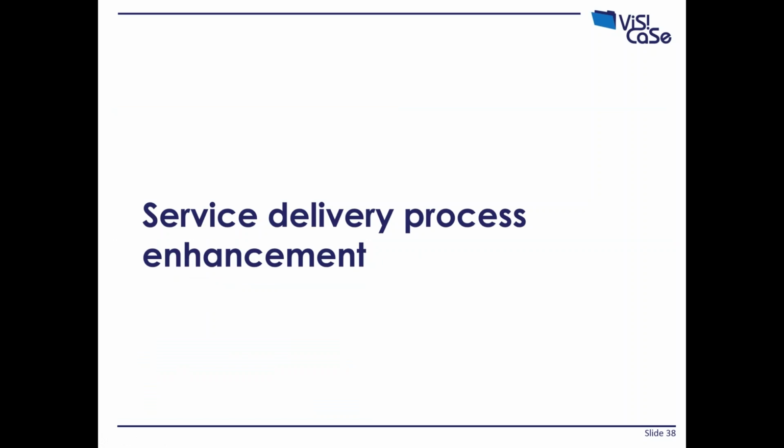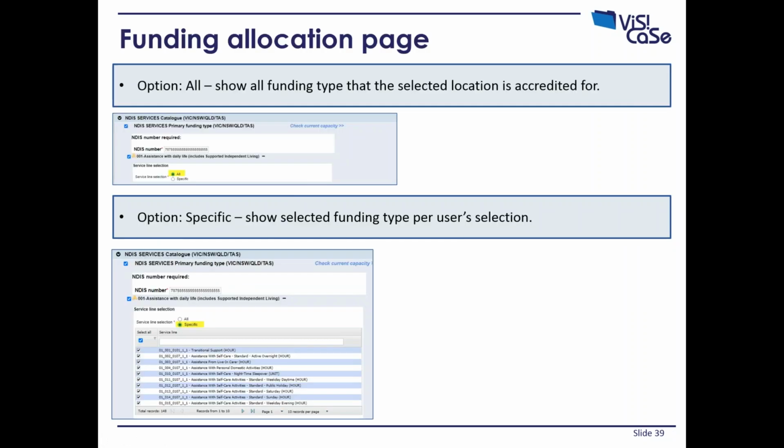So coming towards the next enhancement, which is the service delivery process. We have made a few enhancements on the funding allocation page. When you go to the client profile and go to the funding allocation, now the user can also select a specific funding type as per the user selection.